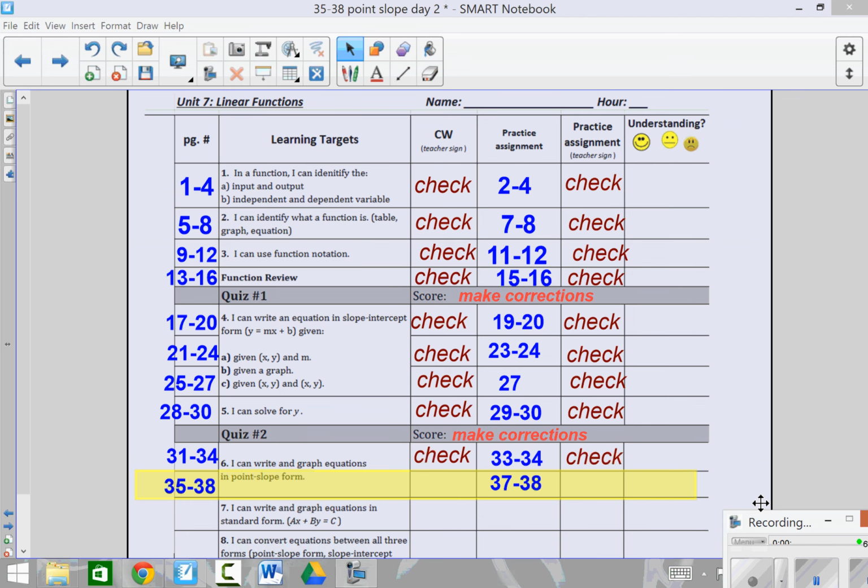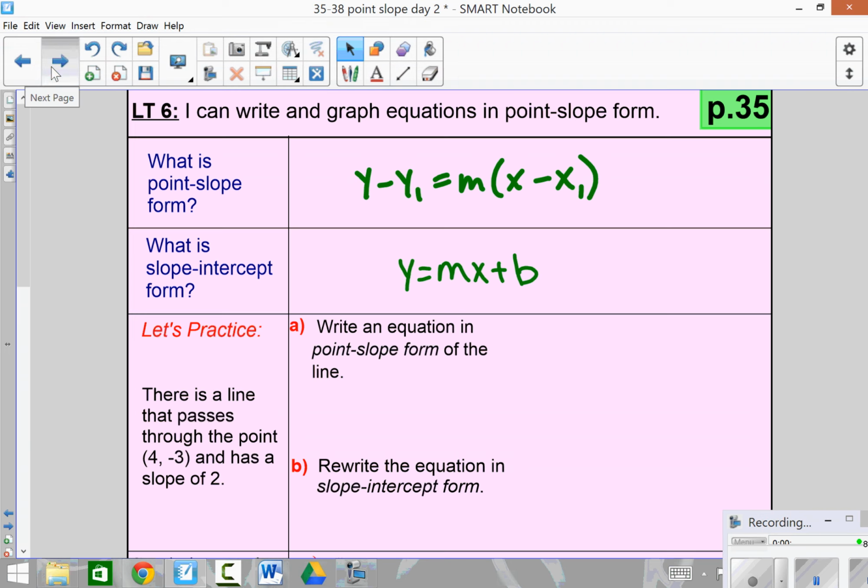All right, welcome back. This video is for Learning Target 6, Day 2 of Learning Target 6. Starting on page 35. If you have not watched the previous lesson, which is on pages 31 through 34, you need to watch that lesson first before you do today's lesson, because it will make a lot more sense if you do them in order. So go ahead and turn to page 35.